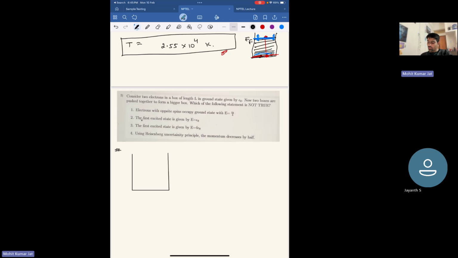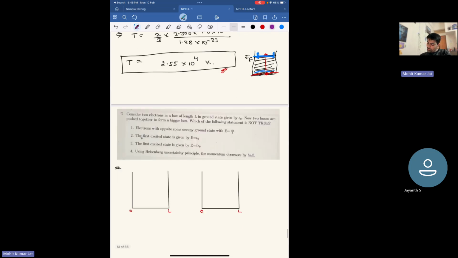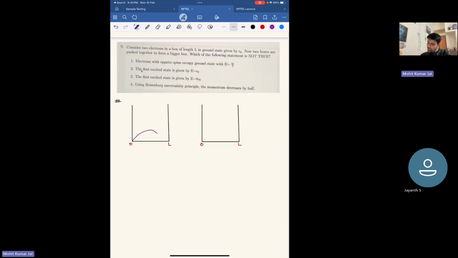Consider two electrons in a box of length L in a ground state given by epsilon naught. Now two boxes are pushed together to form a bigger box. So the question is saying that there are two boxes of length L, so I will take it 0 to L, and this is also 0 to L. And there are electrons in it. So there is one electron in a box.